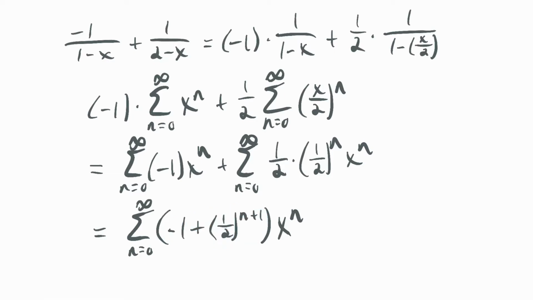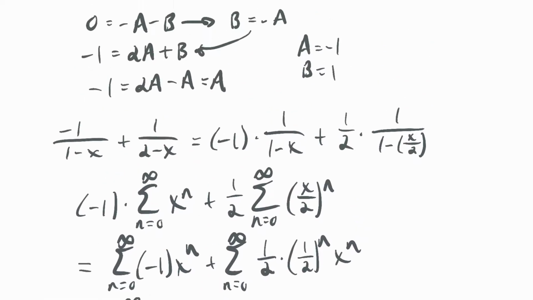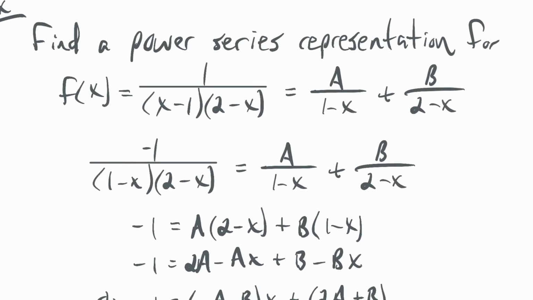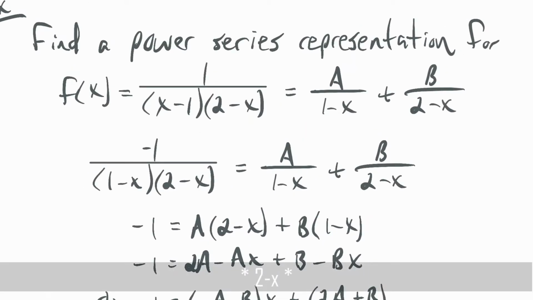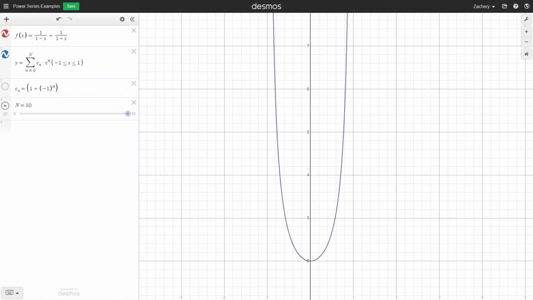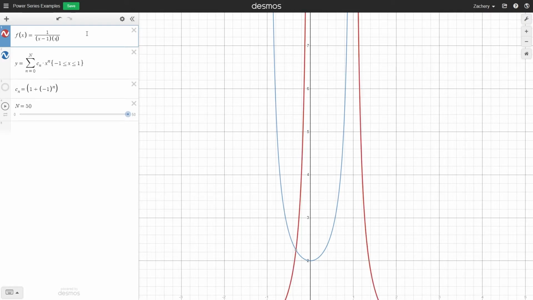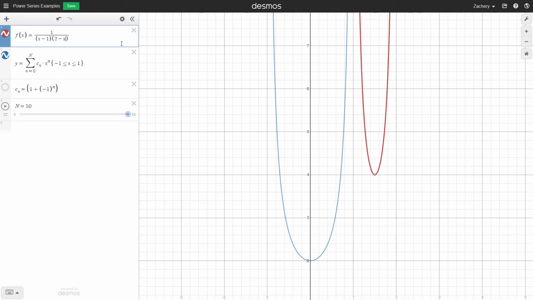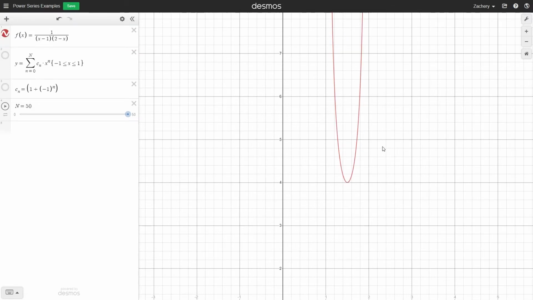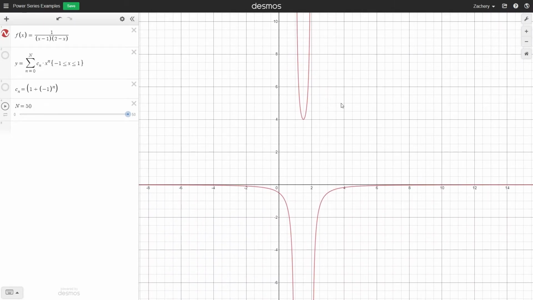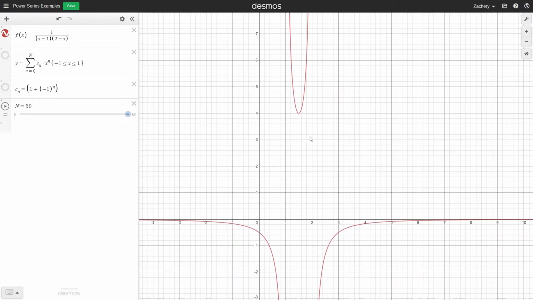So let's go back to the graph and see if this looks right. Our function was 1 over x minus 1 times 2 minus x. Okay, so there's our function. Let's hide that for now. So there's our function, right? It's got asymptotes at 1 and at 2.